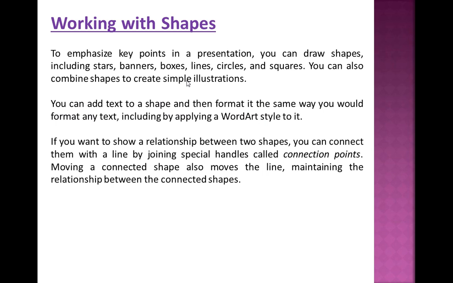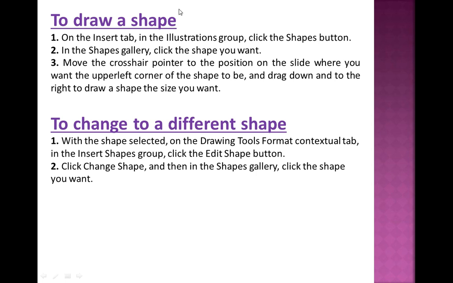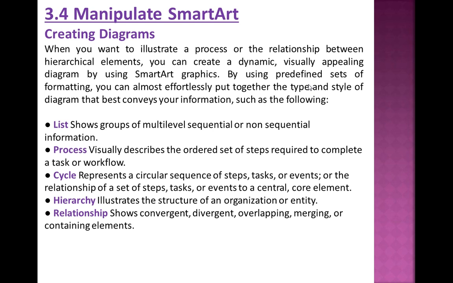Then how to work with the shape? There are different shapes available in MS PowerPoint. You can access or use those shapes for your reference or for your requirement. These are the different shapes. This is a connector line. Then how to draw a shape? Simply click on the insert tab, go to the illustration group, click the shape button. In the shape gallery, click the shape that you want. Move the crosshair pointer to the position on the slide where you want the upper corner of the shape to be, and then drag and drop. Simply a shape will be inserted. Then you can change the shape to a different shape.